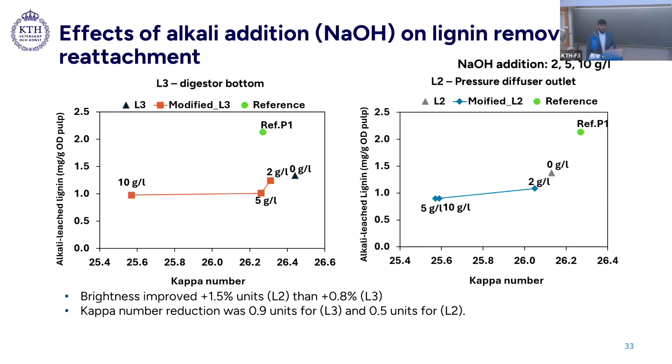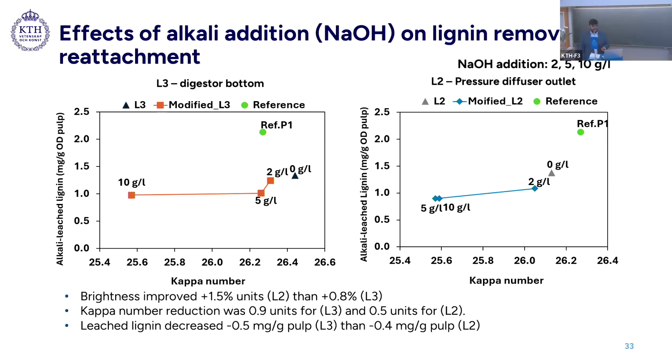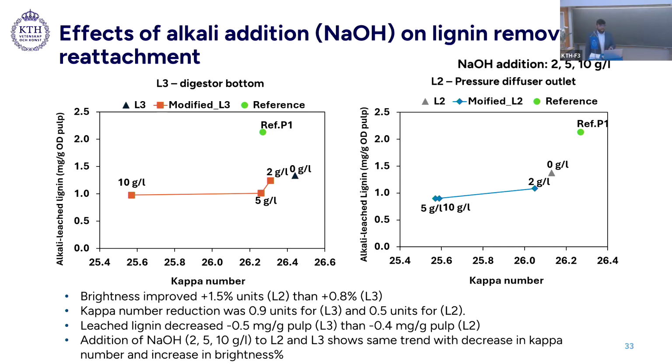And looking into the alkali leached lignin, we could see a decrease of 0.5 milligrams per gram of pulp in L3 and a 0.4 decrease in L2. Overall, we could see that addition of sodium hydroxide to L2 and L3 shows the same trend, with decrease in kappa number and increase in brightness.